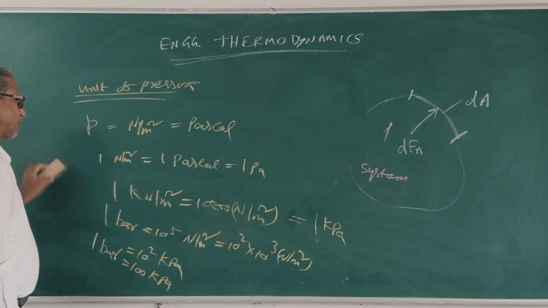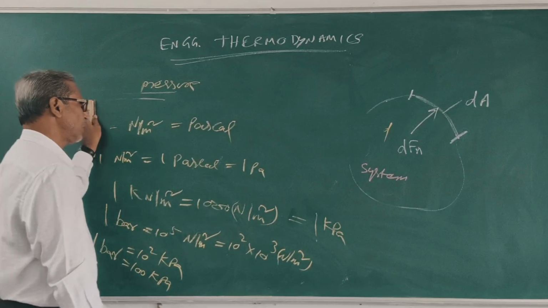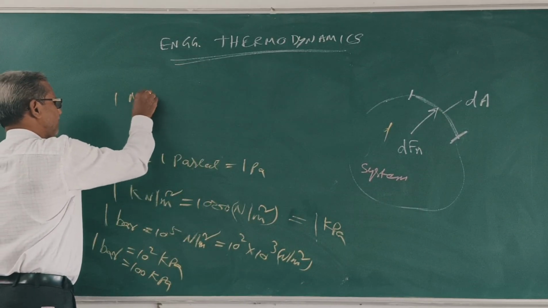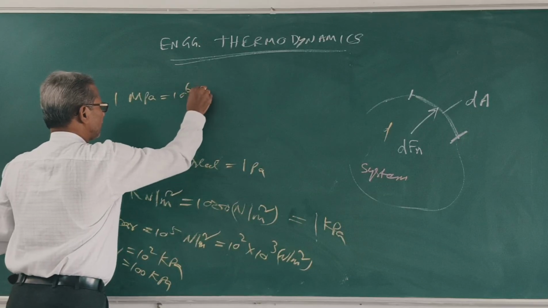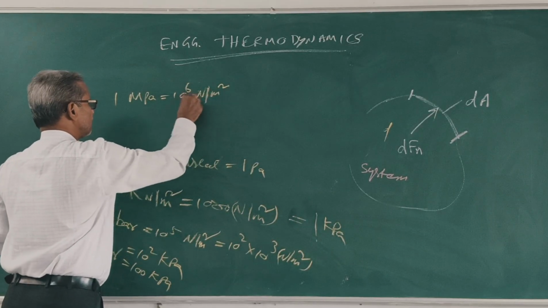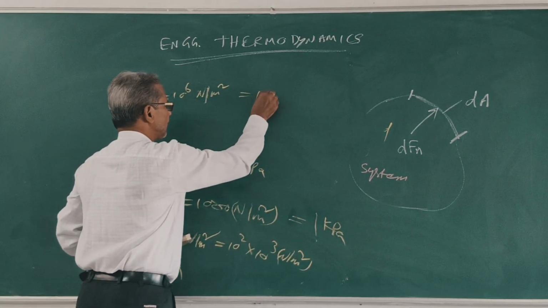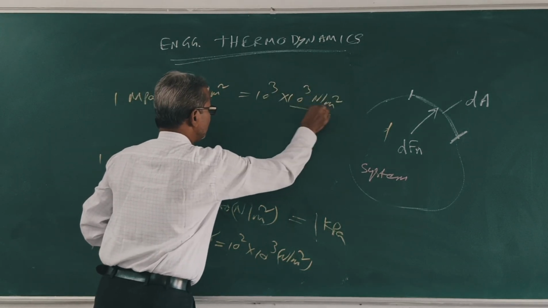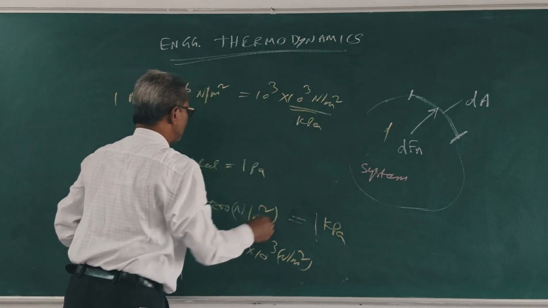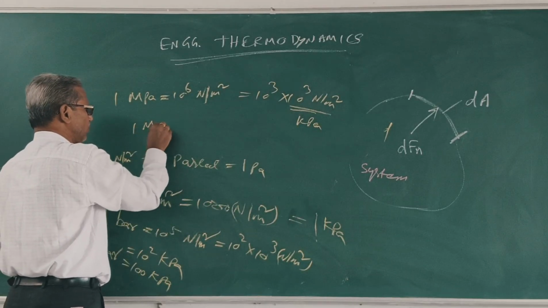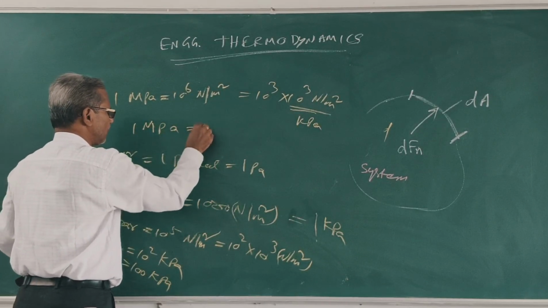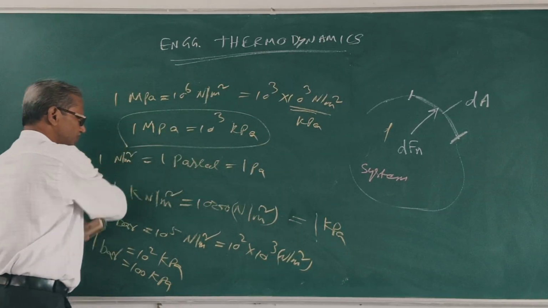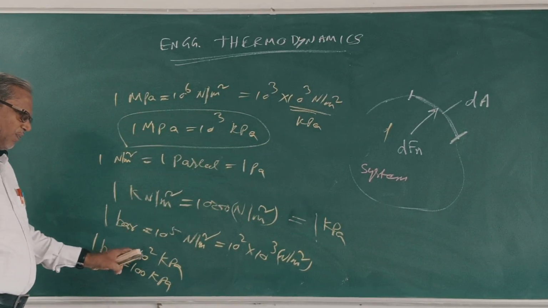Clear? What is 1 megapascal? 1 megapascal is 10 to the 6 Newton per meter square, which is equal to 10 to the 3 into 10 to the 3 Newton per meter square. This is kilopascal. So 1 megapascal is equal to 10 to the 3 kilopascal. Clear? This is the unit of pressure.